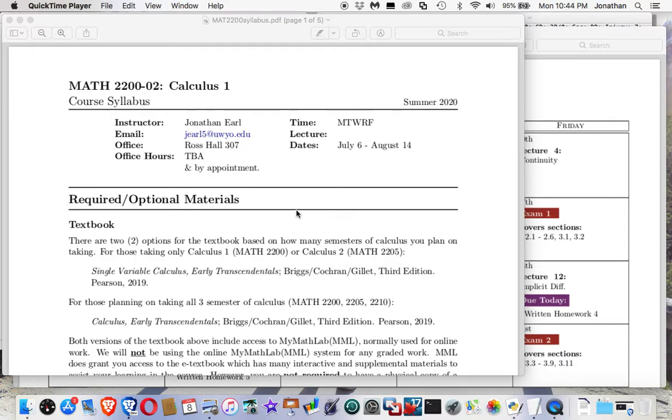The important things: my email is found here, jearl5@uyo.edu. Our course will run from July 6 to August 14. My office, for whatever it's worth, is in Ross Hall 307, but it's very doubtful that I'll be there at any point. So for office hours, what I will probably do is try to hold regularly, hopefully, scheduled Zoom calls on Monday or Tuesday, and if that doesn't work, you can always just email me and we can set up a time.